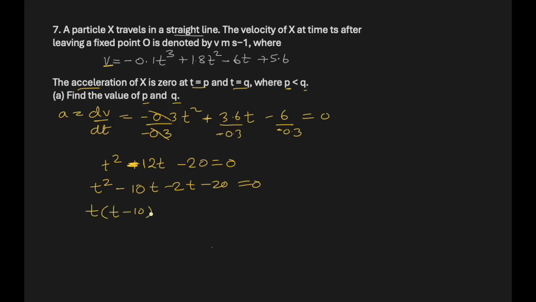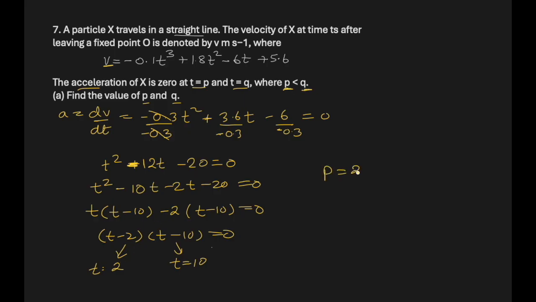t minus 10 minus 2, t minus 10 equal to 0. t minus 2, t minus 10 equal to 0. This gives me t equal to 2 and t equal to 10. Which one is which now? P is smaller and Q is bigger. That means P is 2 seconds and Q is 10 seconds. Got the values of P and Q.